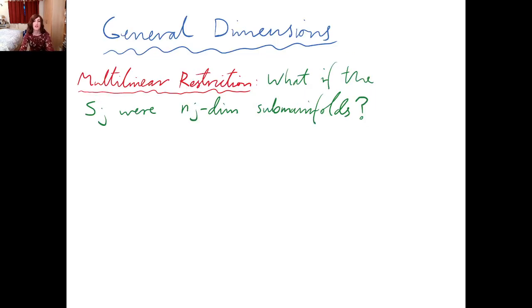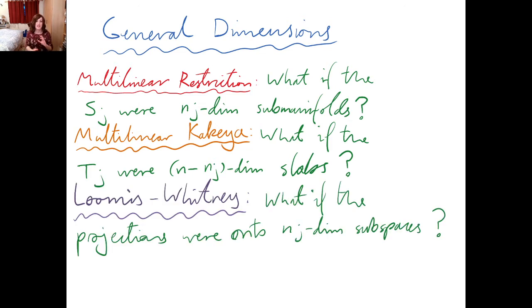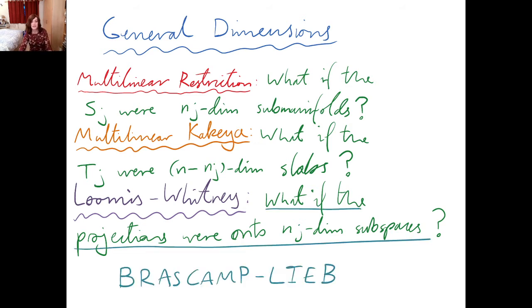Now, you can consider more general setups where your Sj isn't just a hypersurface, it could be a lower dimensional submanifold. Now, the corresponding Kakeya problem is where the slabs have the codimension of these submanifolds, right? Because that's what the wave packets look like. And then you can ask, so what happens to Loomis-Whitney? Well, then rather than just projecting onto the orthogonal complement of the direction of the tube, you're just projecting onto an nj dimensional subspace. And so I guess that this is what I'm going to be talking about today, because this is Brascamp-Lieb.